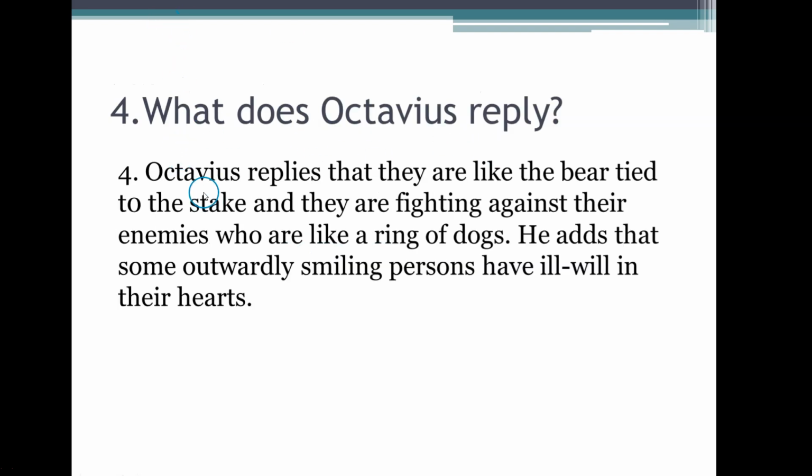What does Octavius reply? Octavius replies that they are like the bear tied to the stake and they are fighting against their enemies. So you can underline that they are like the bears from here till the entire part you can underline, because that entire thing is the answer. He adds that some outwardly smiling persons have ill will in their hearts.